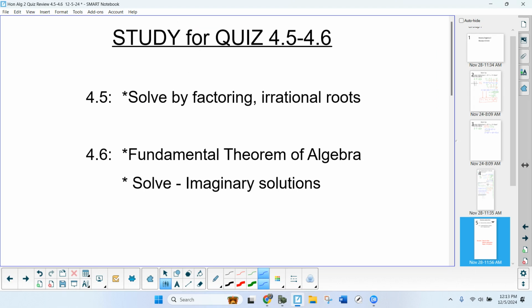Okay, so you have a quiz tomorrow over 2 things. Solve by factoring and irrational roots, fundamental theorem of algebra, what we just did right now. Okay, you have imaginary solutions. I'm going to pass out right now your practice quiz. How close is this practice quiz to your quiz tomorrow? Very exactly. Okay, there are 5 questions on this. How many are on your quiz tomorrow? If it's a tricky thing on here, will it be a tricky thing tomorrow?